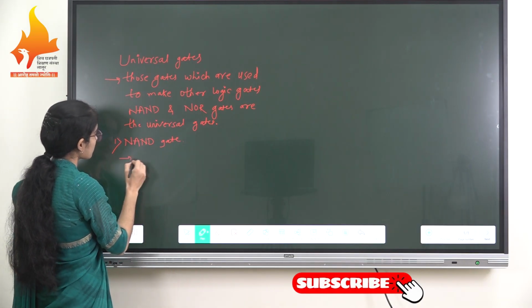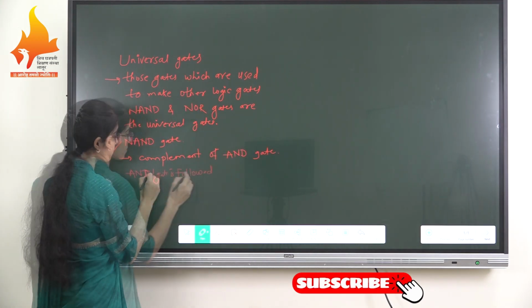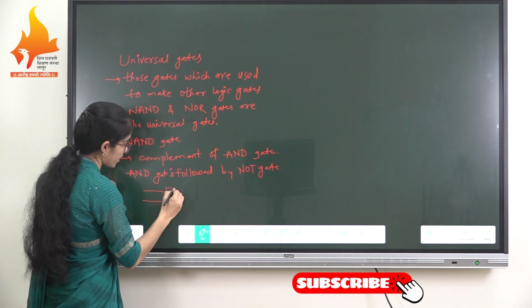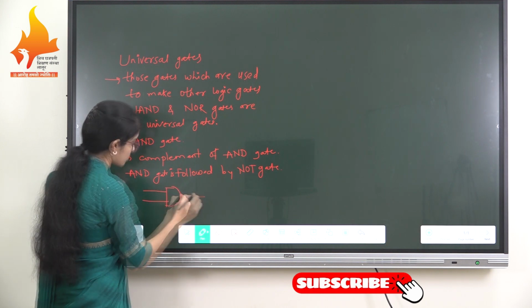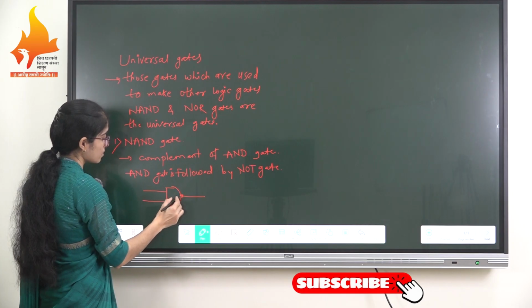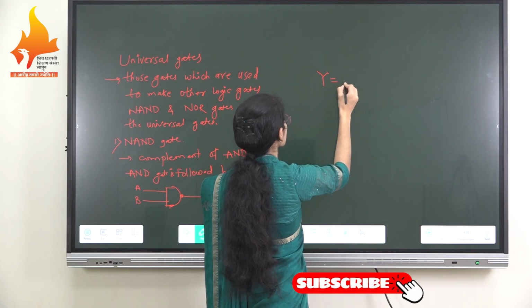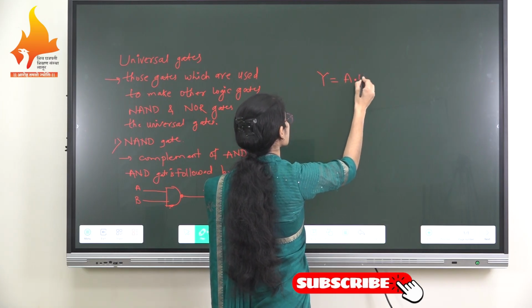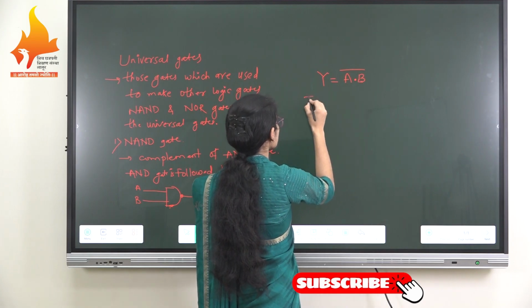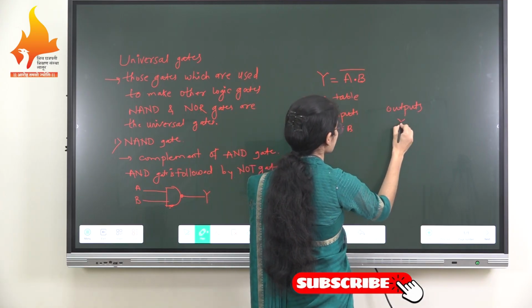The NAND gate is the complement of the AND gate. That means it is followed by a NOT gate. The symbol for the NAND gate looks like this. Here it shows the AND gate and this bubble shows the NOT gate. Now it produces the equation Y equals the multiplication of two bits A and B, complemented, that is (A into B) bar. Now the truth table for the NAND gate: inputs are A and B and output is Y.